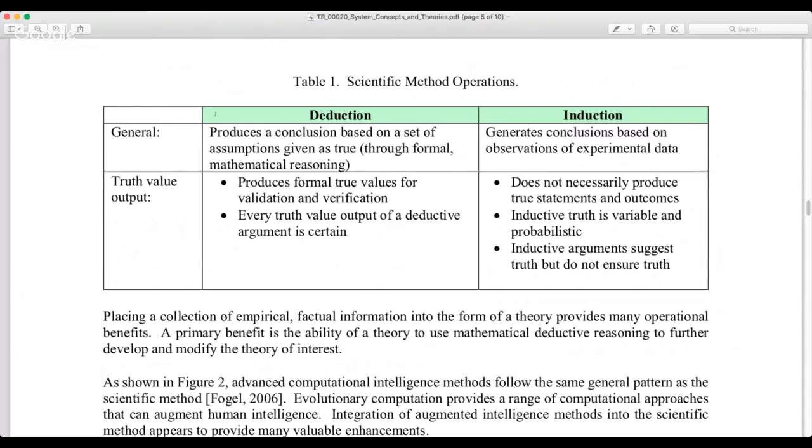Truth value produces a formal true value for validation or verification. Every truth value output of a deductive argument is certain. You don't get, well, maybe or maybe not. It's either true or false. And induction does not necessarily produce true statements and outcomes. It's variable and probabilistic, and inductive arguments suggest truth, but do not ensure truth.